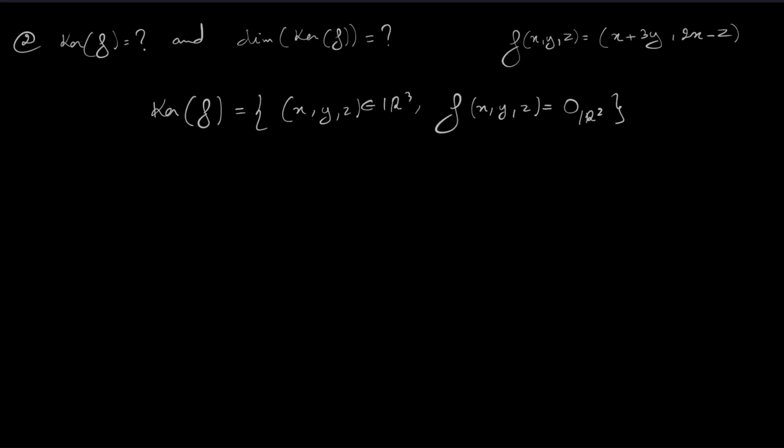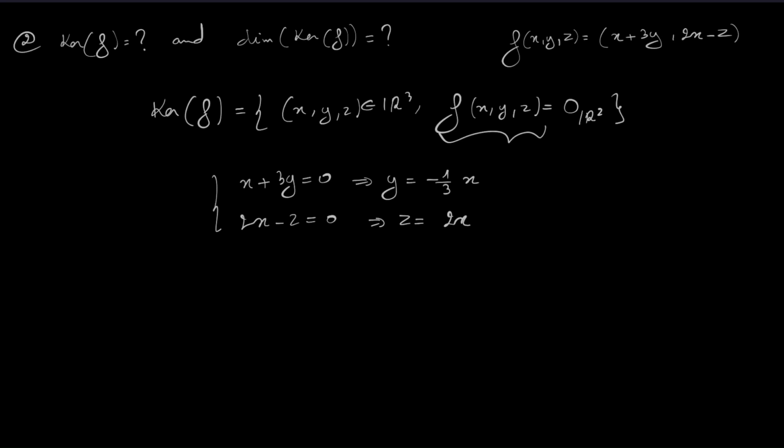By replacing f of (x, y, z) with its formula, we get a system of equations like this. From this system, we can express y and z in terms of x. We find that y equals minus 1 over 3 x and z equals 2x. So any vector in the kernel can be written as x multiplied by the vector (1, minus 1 over 3, 2). This means that this single vector spans the kernel.